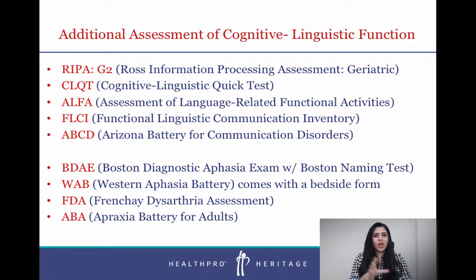So for primarily the cognitive component, the tests I would recommend and that I frequently use are the RIPA-G, the Ross Information Processing Assessment Geriatric second version. You have the CLQT, the ALFA that I really like, it's really functional, the FLCI, and the ABCD. And for those of you who want to assess your patients with impairments that are more heavy in the language domain, you can use the BDAE or the Boston Naming Test. You can use the Western Aphasia Battery. That's one of my favorites. It's my go-to test for anyone presenting with aphasia. And then you have the FDA and the ABA for patients with dysarthria and apraxia, respectively.